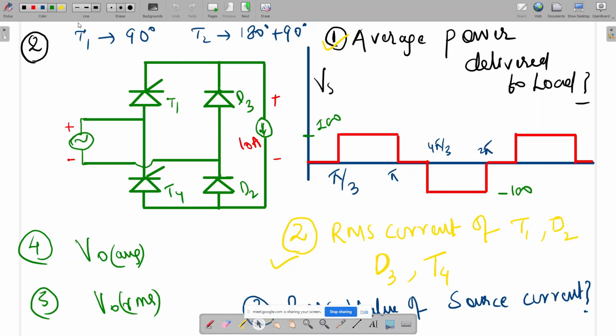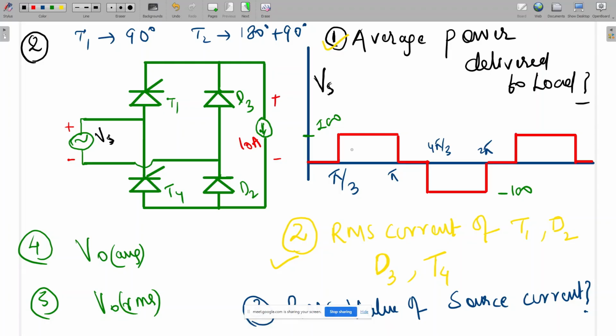Okay, and the change here is the input to this circuit. This is VS, the source voltage. Normally, if a question is asked in the GATE exam, the source voltage will be a sine wave. So here, what I have taken as input is this kind of quasi-square wave. This will be the source voltage, and these are the data which we have to calculate.